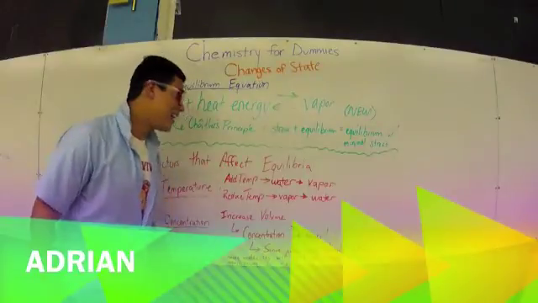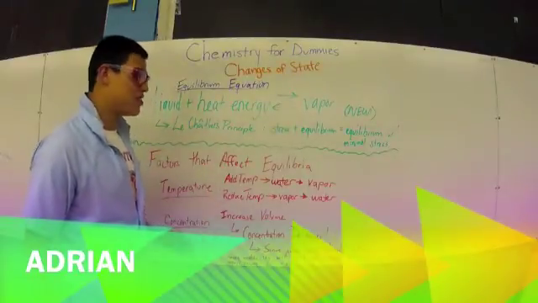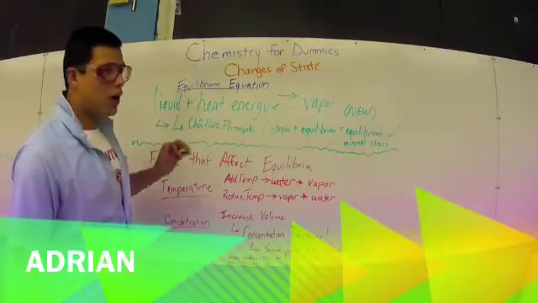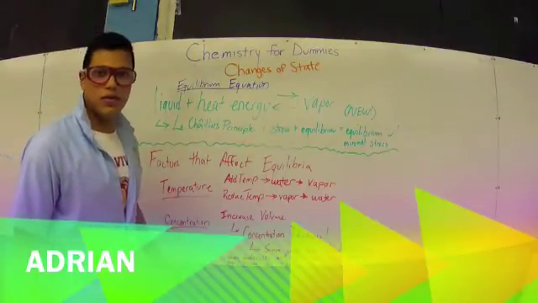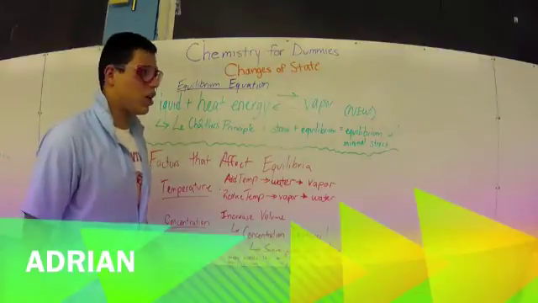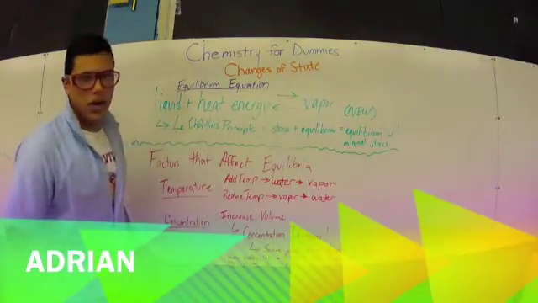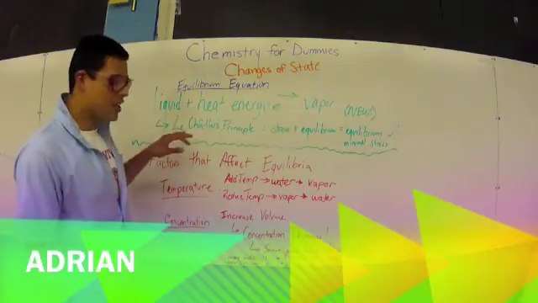Like here, we have what we call the equilibrium equation. An equilibrium equation is when you have two equilibriums of opposing forces which are in a constant cycle and they continue the equilibrium. Here we're going to learn about something called Le Chatelier's principle.